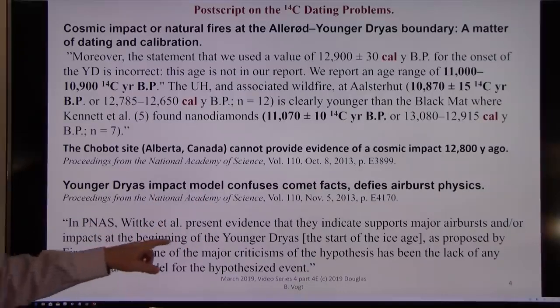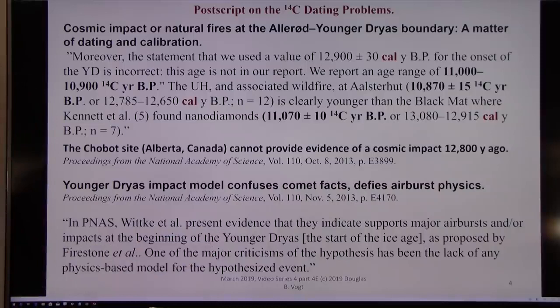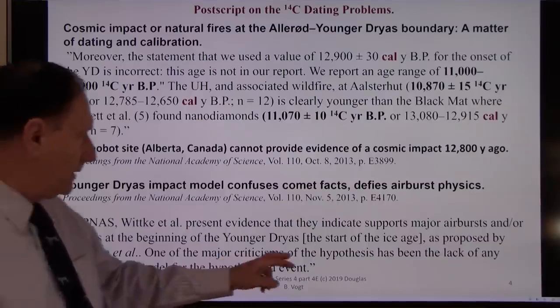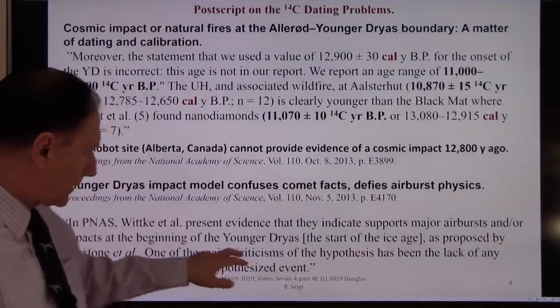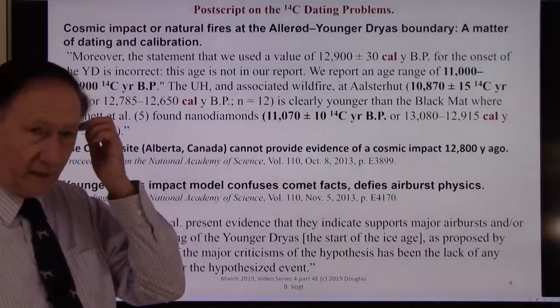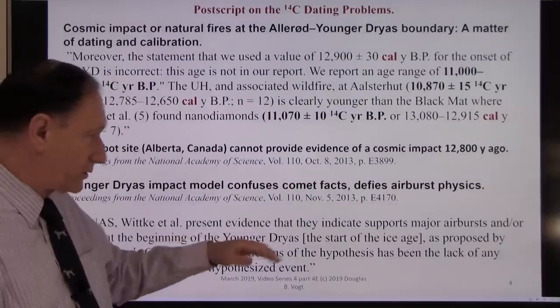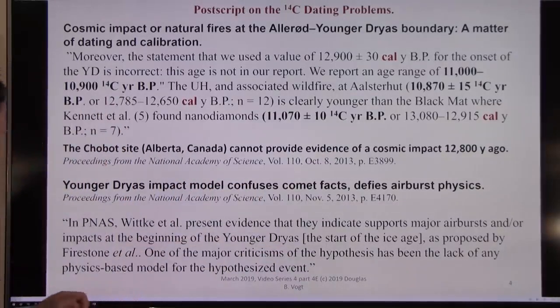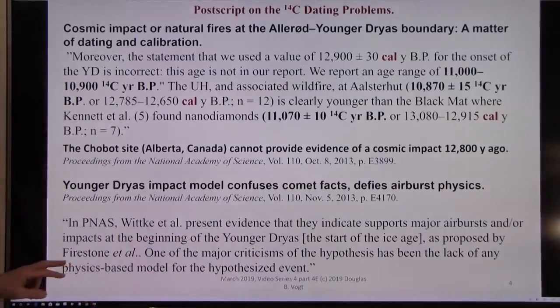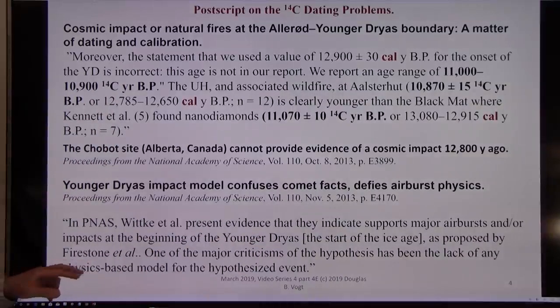PNAS presents evidence that they indicate support for major airbursts and/or impacts at the beginning of the Younger Dryas, the start of the Ice Age. That's what they mean. This is the cooling period after all hell breaks loose in the sun novas. And that's the Ice Age, as proposed by Firestone. This guy's name shows up quite a few times regarding this incorrect dating.